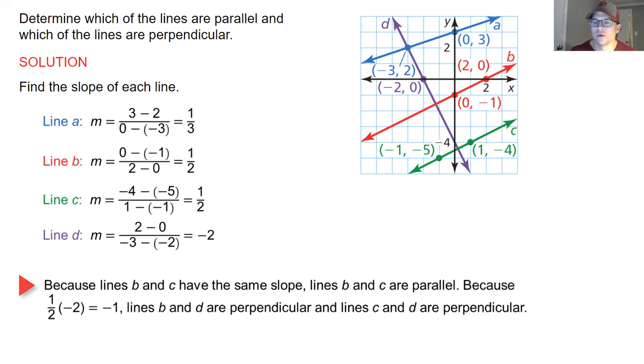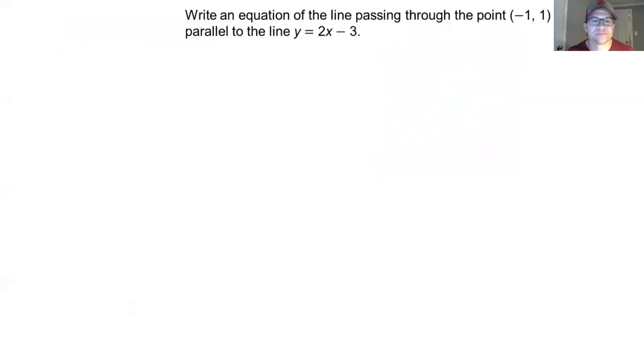Then to find perpendicular, we're going to look and see if any are opposite and reciprocal. Taking the fraction 1/2 and flipping it is a 2, and then changing the sign is a negative. So line D is perpendicular to both lines B and C because they are opposite reciprocals. Or if you multiply them together, you get the number -1. But I think it's just easier to look at it and think if you flip the fraction and change the sign, then that's perpendicular. So B and C are parallel, and D is perpendicular to both B and C.